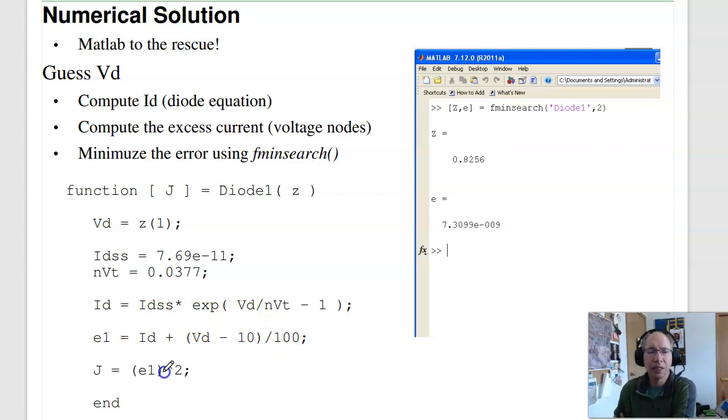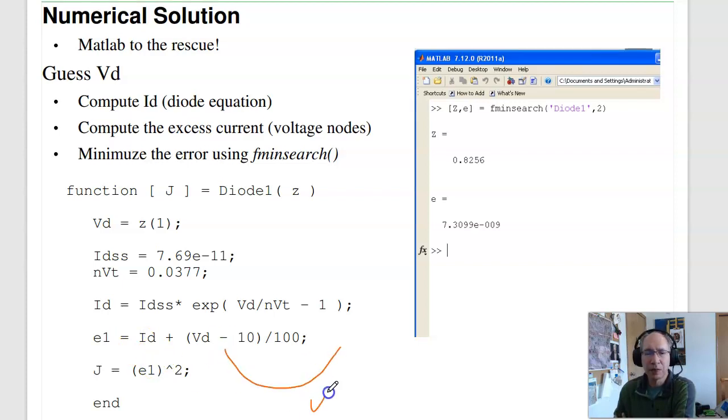Make J E squared. Then if I have my voltage versus J, there's a minimum. The minimum is going to be equal to 0. That's the point where the current balances. That's the voltage that makes the current balance. So now use fminsearch to find out what's the minimum of this function. I'm going to guess my voltage, like is the voltage across the diode 2? Guess again, then fminsearch will iterate and eventually find the solution.